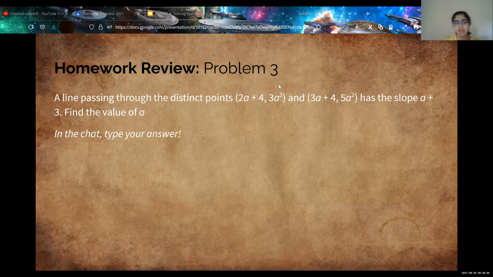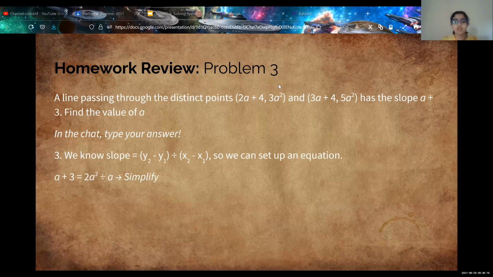Okay, so the answer was 3. First, what we have to do is set up an equation. We know that the slope is y2 minus y1, the second y coordinate minus the first y coordinate, divided by the second x coordinate minus the first x coordinate. So a plus 3 is the slope, and we just plug that in. Then 5a squared minus 3a squared is 2a squared, and 3a plus 4 minus 2a plus 4 is a. So we get a plus 3 equals 2a squared divided by a.